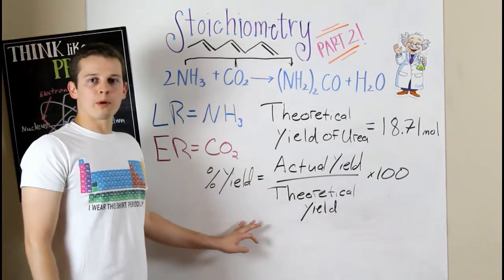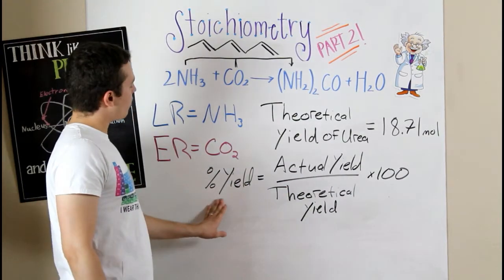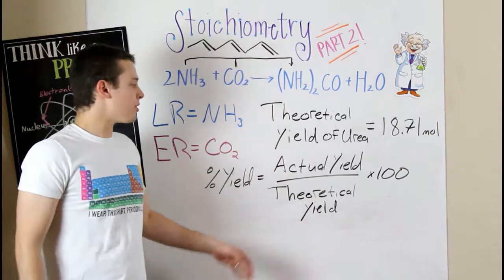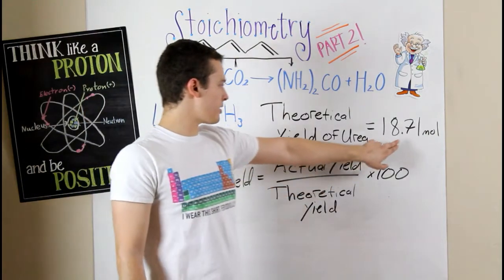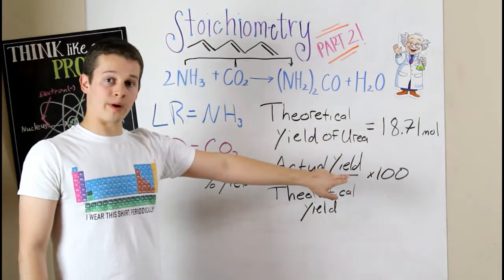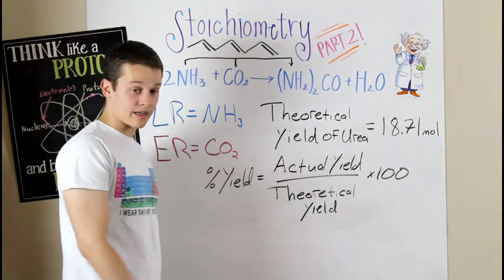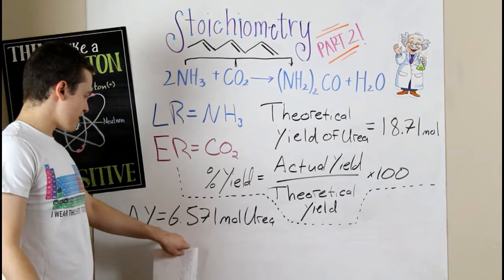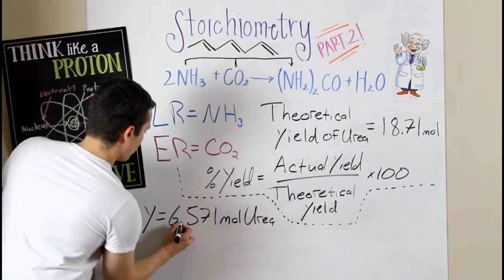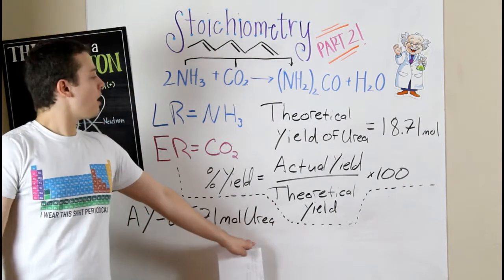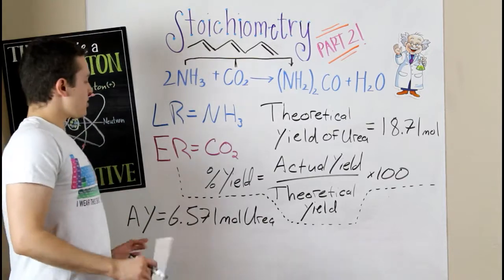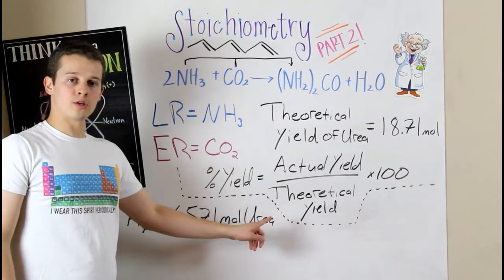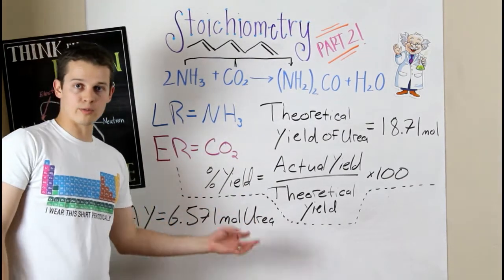So the next question I'm going to be asking is, I'm only going to be looking for a percent yield given an actual yield, and we're going to use this theoretical yield right here. Let me set that up for you guys really fast. Alright, so now we've been given an actual yield of 6.571 moles of urea. All we need to do in this case is plug things into this equation and run them through our calculators really quickly.